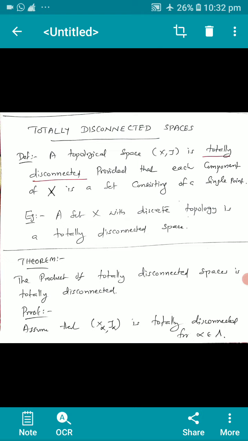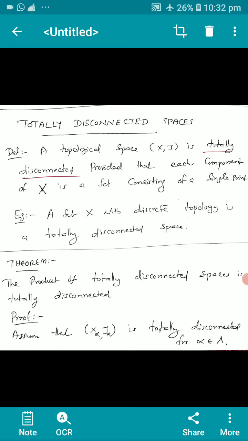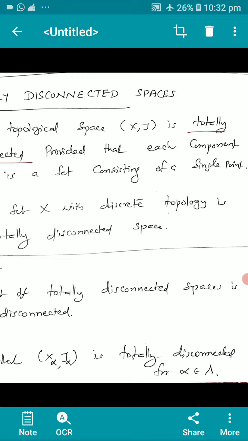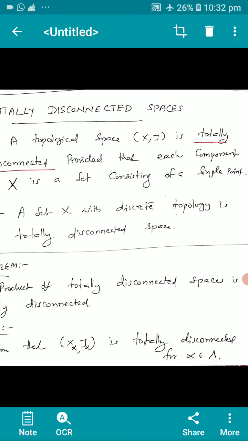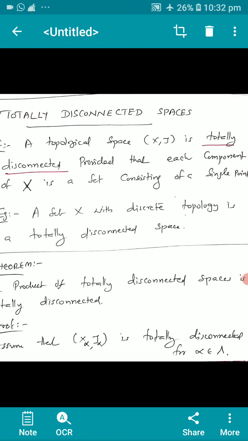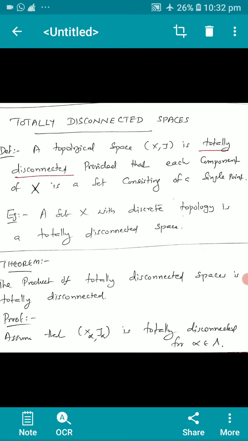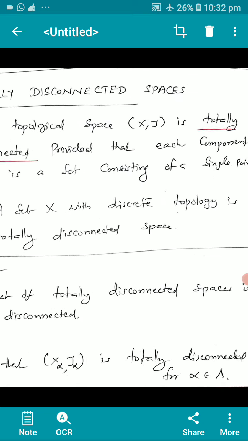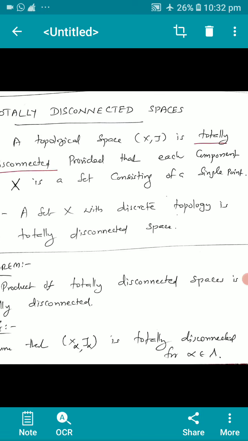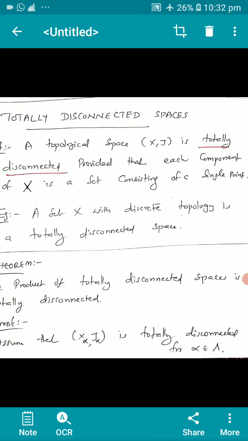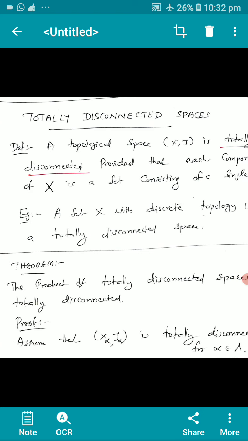Definition: a topological space X is totally disconnected provided that each component of X is a set consisting of a single point. A topological space X is totally disconnected provided that each component of capital X is a set consisting of a single point. Example, a set capital X with a discrete topology is a totally disconnected space.